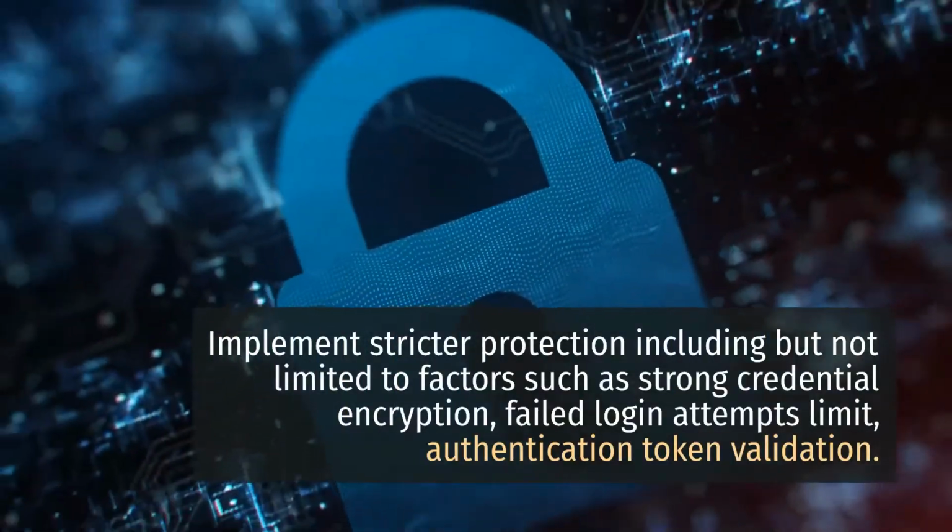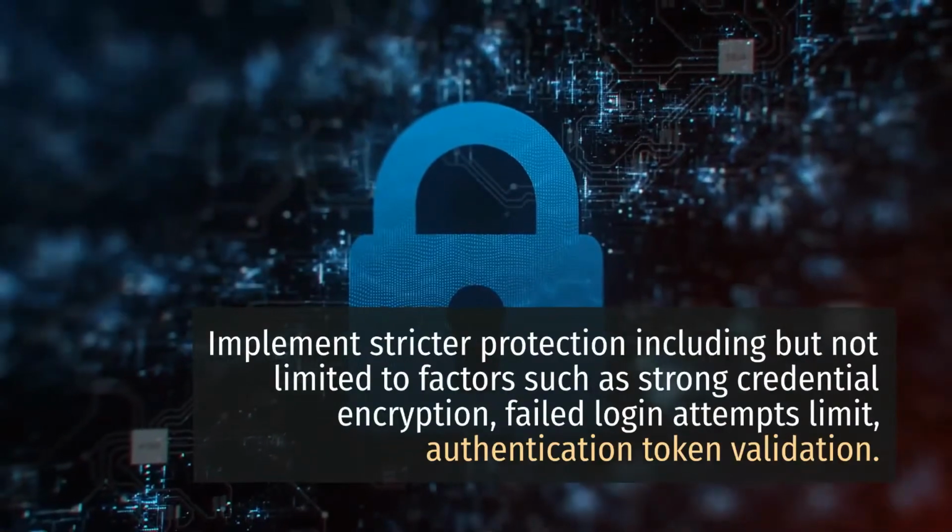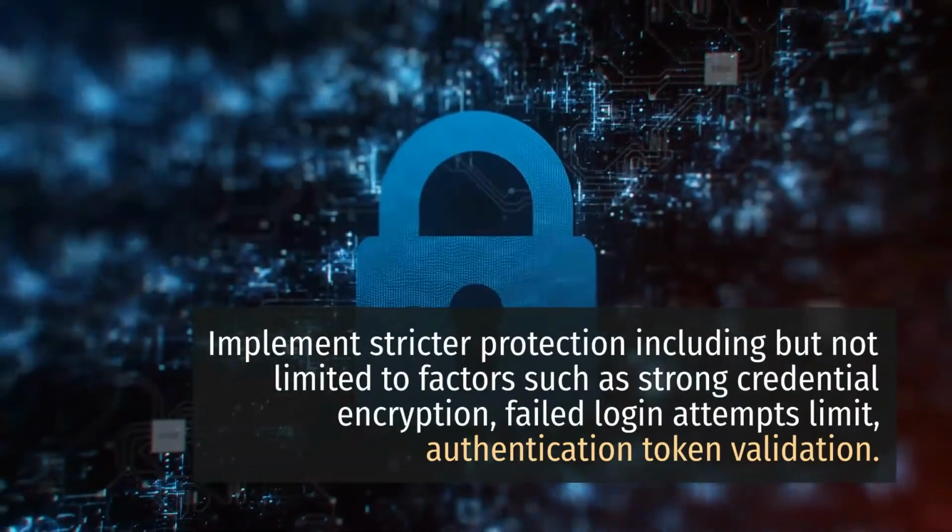Tip number 2. Broken object-level authorization. Implement stricter protection including but not limited to factors such as strong credential encryption, failed login attempts limit, authentication token validation.